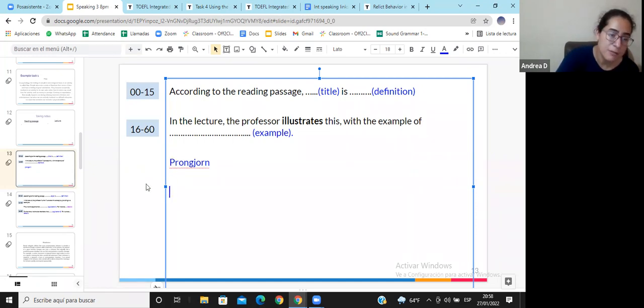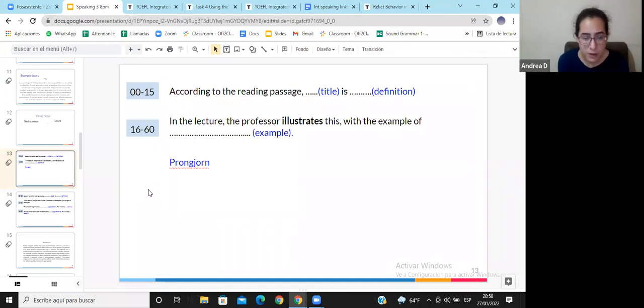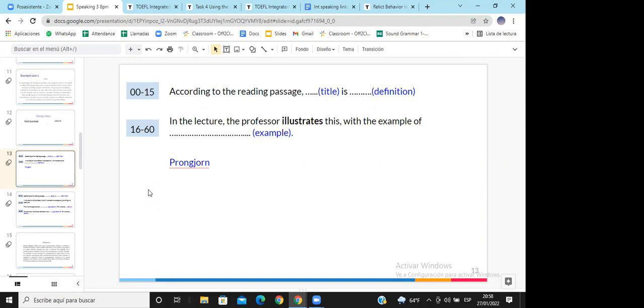Pronunciation is not such a big deal, so it's okay if you don't pronounce it exactly as the professor said it, but try to include it because content is important. So it's an important detail that needs to go there. Okay. Okay, thank you.